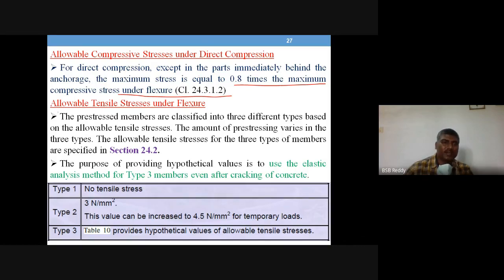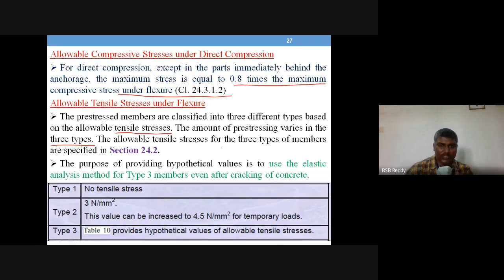Right. Now, we have talked about flexural compressive stress and direct compressive stress. Now the tensile stress under bending. The pre-stressed members are classified into three different types based on the allowable tensile stresses. So the three types are being mentioned here. The amount of pre-stressing varies in the three types.